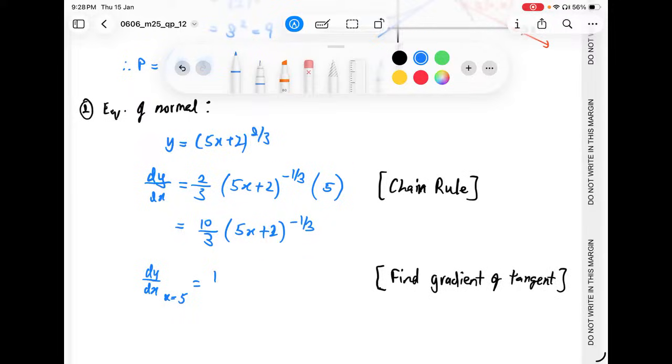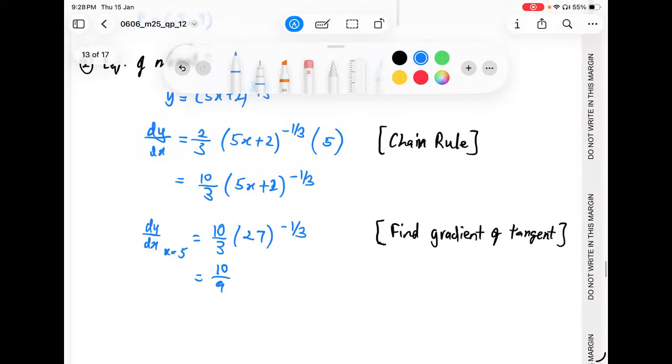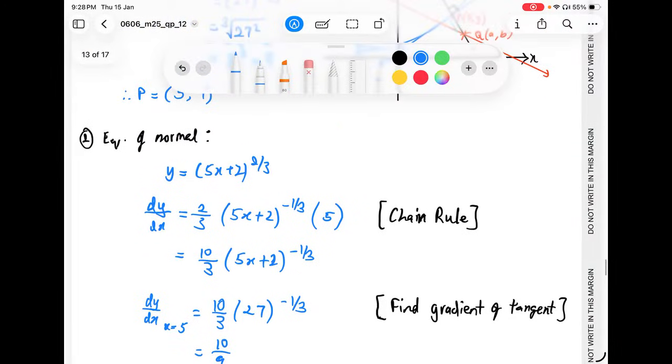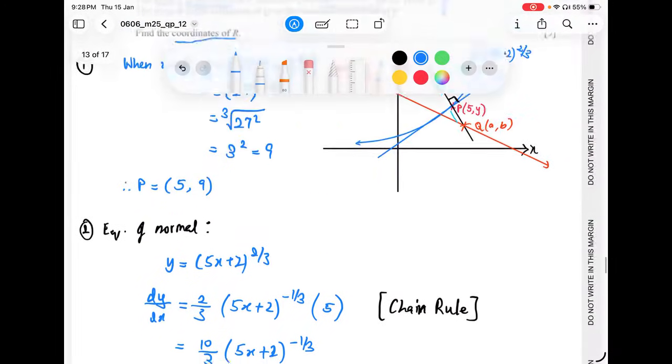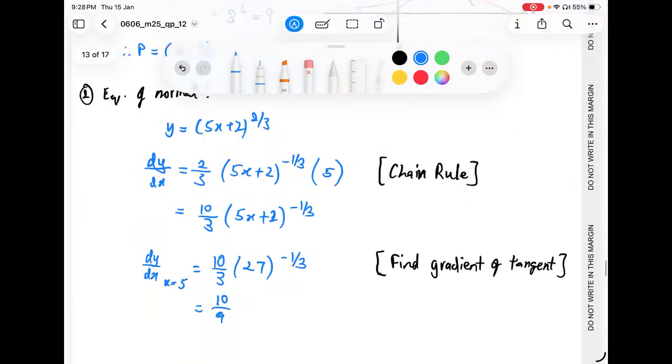So that should be 10 by 3, 5 times 5, which is going to be 25 again, 27. So 25 plus 2 will be 27 to the power negative 1 by 3. So that should give you 27 to the negative 1 by 3, 10 over 9. So that's your gradient of the tangent.